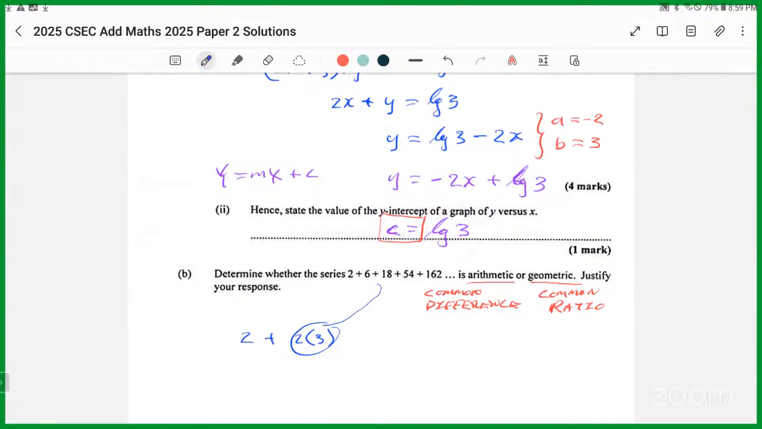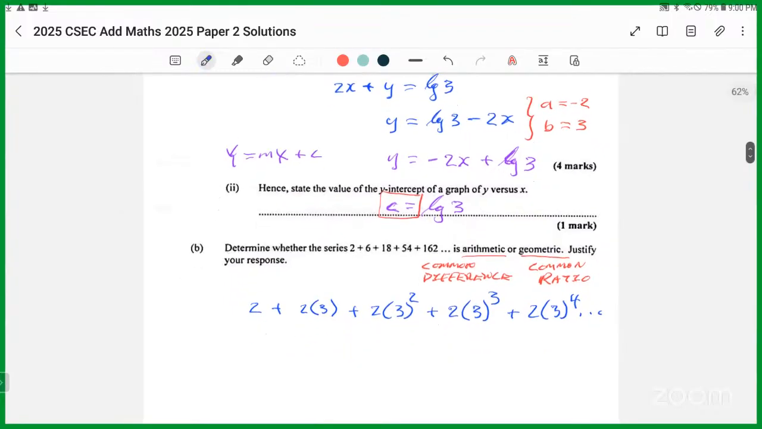So we got the 6, plus 2 times, and multiply by 3 again. You get 3 squared, which is 9, which is equal to that. Then you continue: 2 times 3 cubed. 3 cubed is 27, times 2 is 54. And then this 2 times 3 to the 4th power, and so on. So there exists a common ratio.